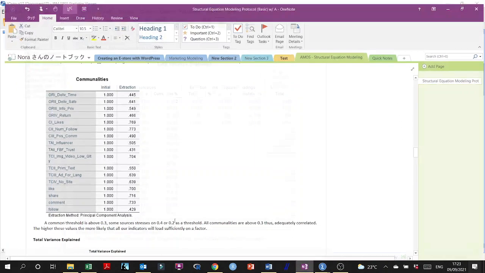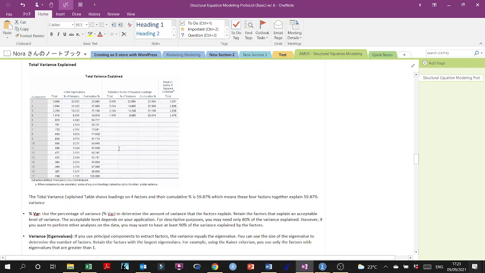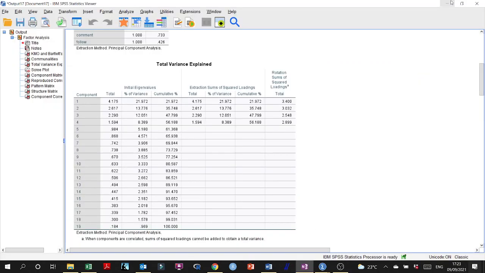Let's talk about the total variance explained now. We just want to make sure that the cumulative total percentage of the variance is not loaded super high on the first factor. The higher the better, of course. Before the cumulative percentage, let's take a look here.